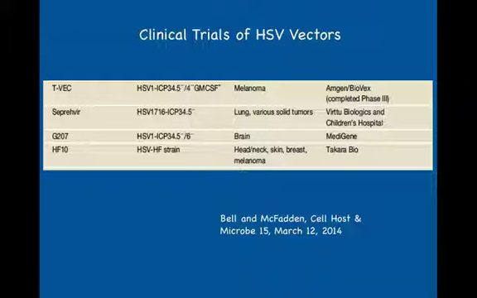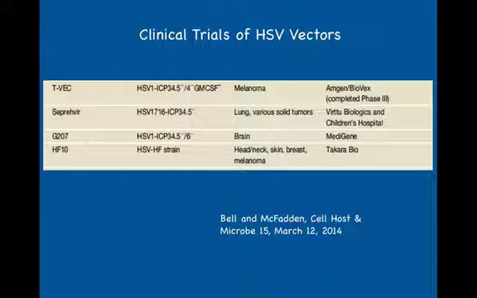So it's ICP34.5 negative, meaning they took that gene out, and it has GM-CSF, which tells the bone marrow in the body to start producing certain immune cells. Seprevir, I am not as familiar with, but it's another ICP34.5 negative, and this is for lung tumors, and I don't think the results of that have come out yet.